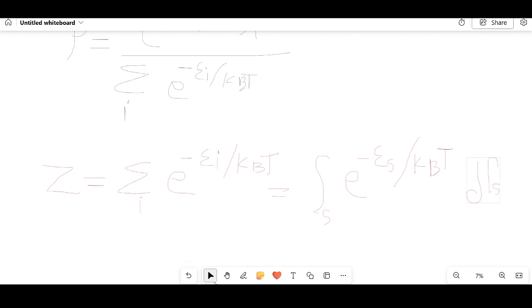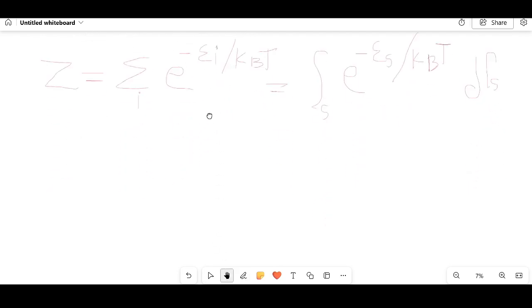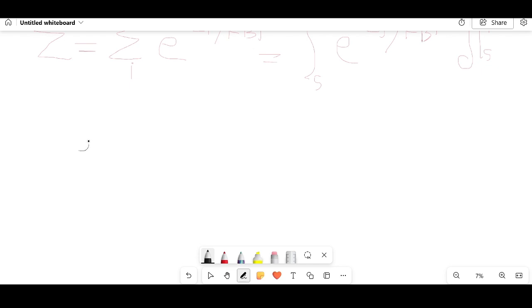So we can write probability density in terms of partition function as rho equal to e to the power minus epsilon divided by Kb T divided by Z. Or if we write more correctly, we can replace rho with rho as a function of epsilon because it represents the probability that the subsystem has energy epsilon.